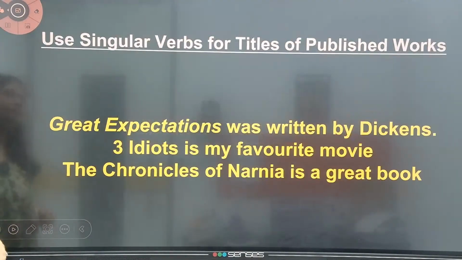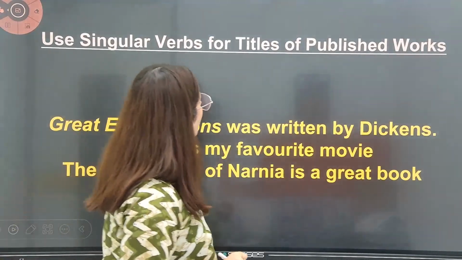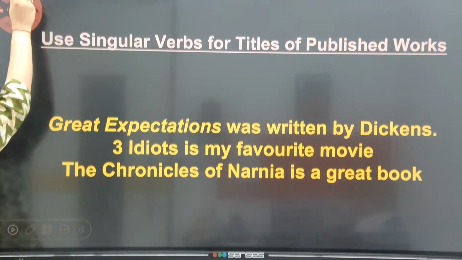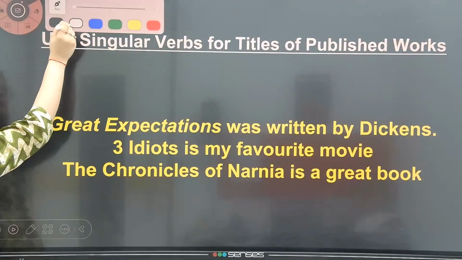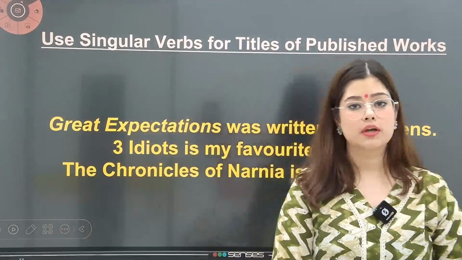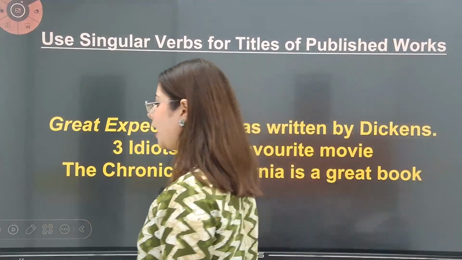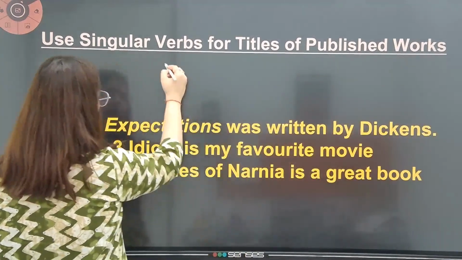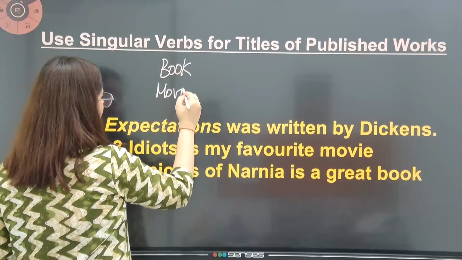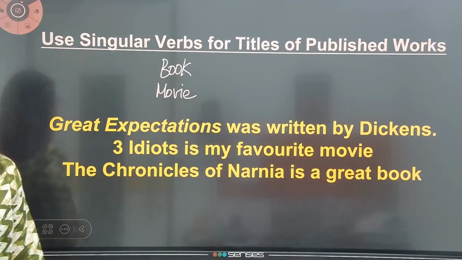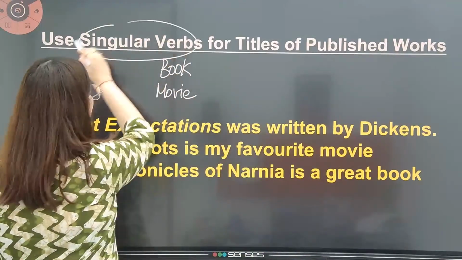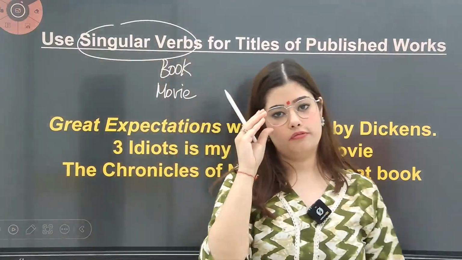Moving on, use singular verbs for titles of published work, regardless of the title being singular or plural per se, right? Whenever we are talking about any book, any movie, we are going to use a singular verb form.